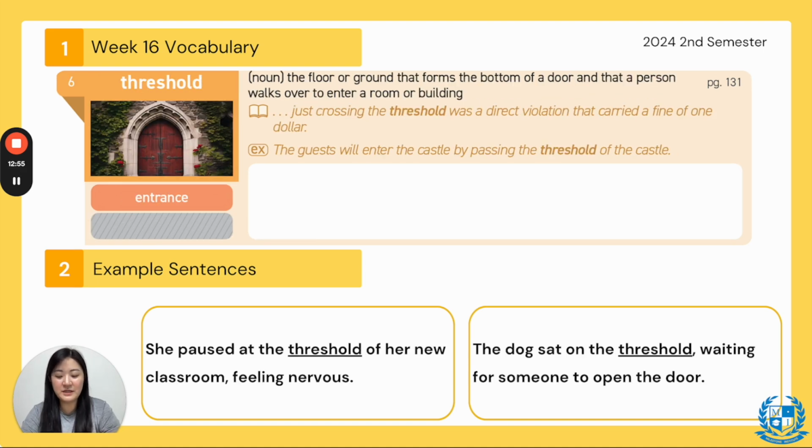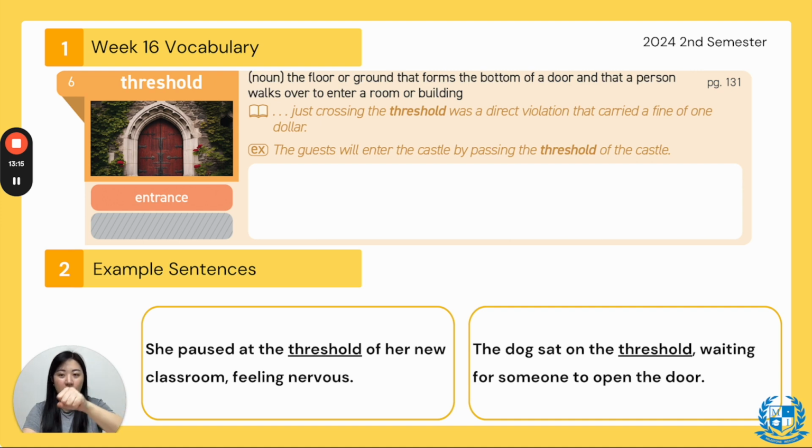Let's move on to number 6. Everyone say threshold. Threshold. The synonym is entrance, and it is a noun. It means the floor or ground that forms the bottom of a door, and that a person walks over to enter into a room or building.